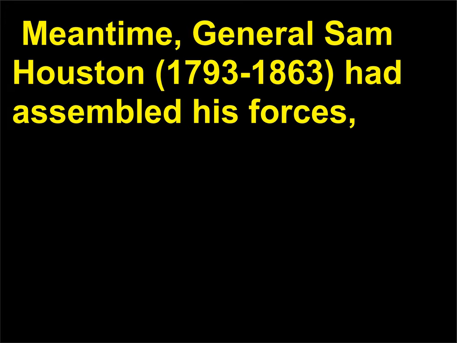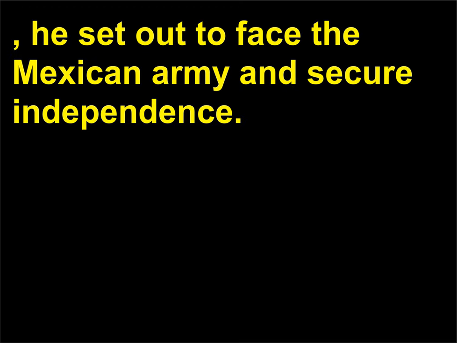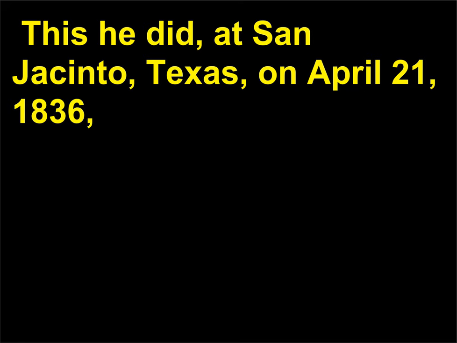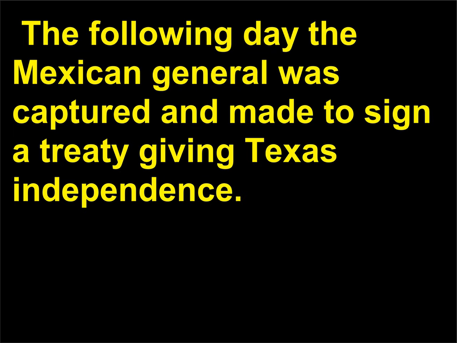Meantime, General Sam Houston, 1793-1863, had assembled his forces. And with the rallying cry "Remember the Alamo," and their fellow Texans who had bravely fought and died there, he set out to face the Mexican army and secure independence. This he did, at San Jacinto, Texas, on April 21, 1836, in a quick and decisive battle that had caught Santa Anna's troops by surprise. The following day the Mexican general was captured and made to sign a treaty giving Texas independence.